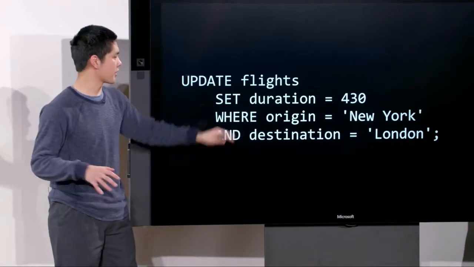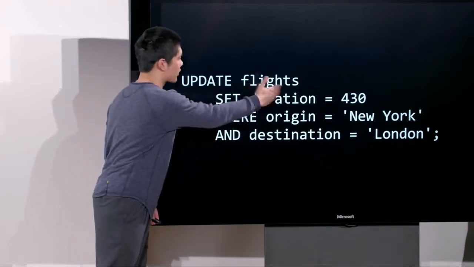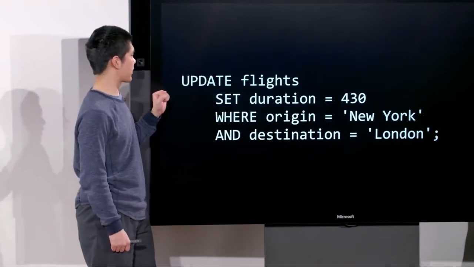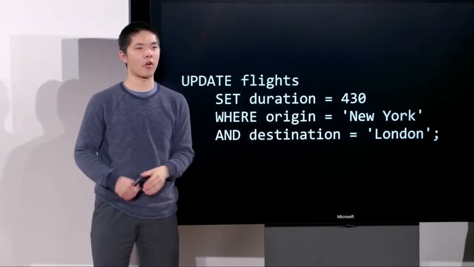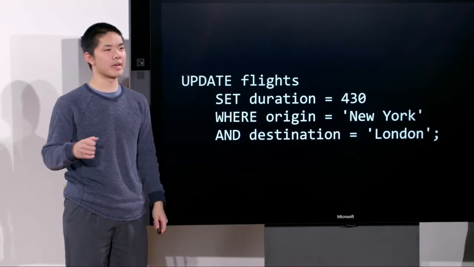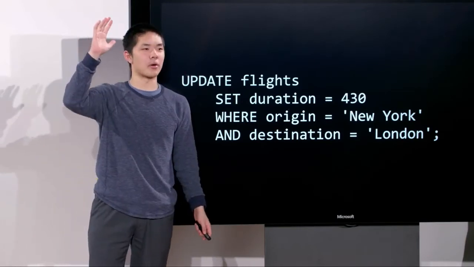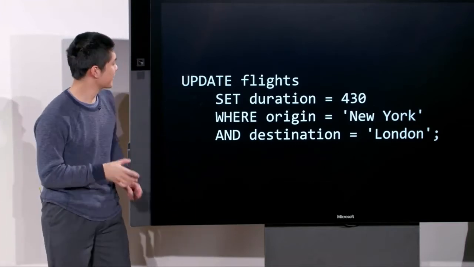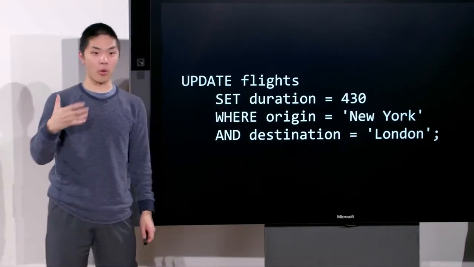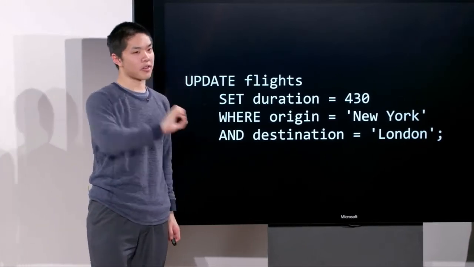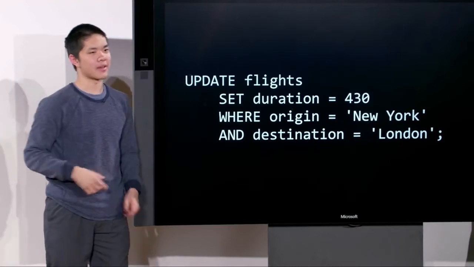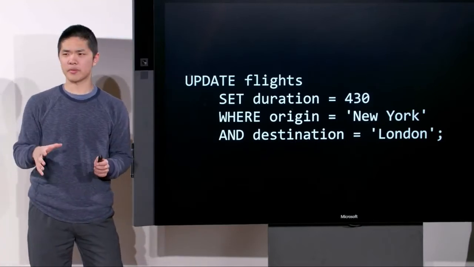Any other rows that don't meet that WHERE condition are not going to be set to 430. If I omitted the WHERE clause altogether and just said UPDATE flights SET duration = 430, the effect would be changing every single row in my table to have a duration of 430, which is likely not what you want in this particular case. So the WHERE clause is very important for specifying these are the only rows that I actually care about modifying, that I actually care about editing as I go about updating that table. Questions about the UPDATE query? Yeah?